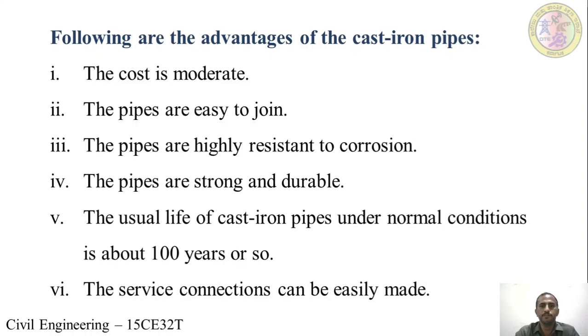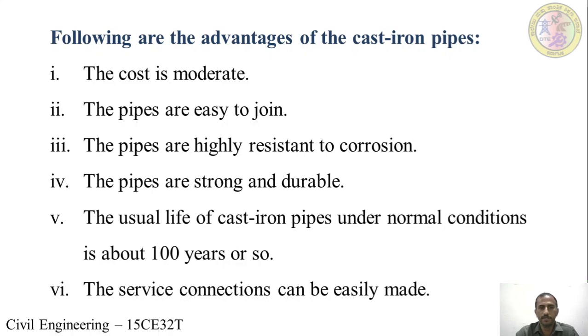The advantages of cast iron pipes. First one is the cost is moderate. Because of their low melting point, energy requirement is low. The ingredient materials are also cheap. Labor cost is also more. Thus, the cost of cast iron pipe becomes low.